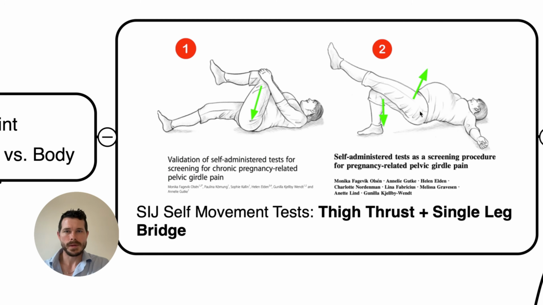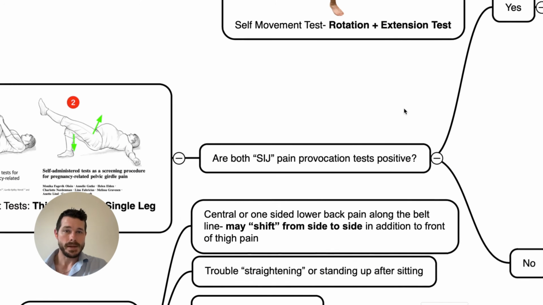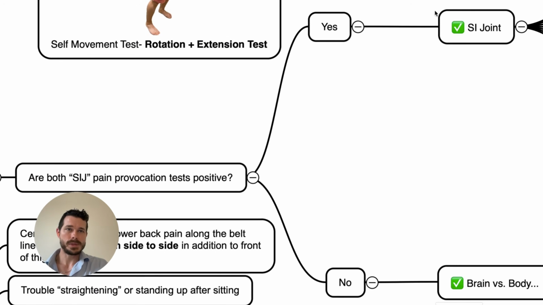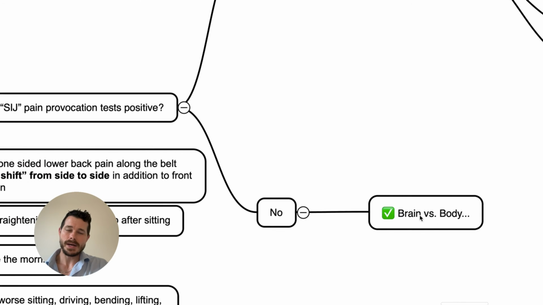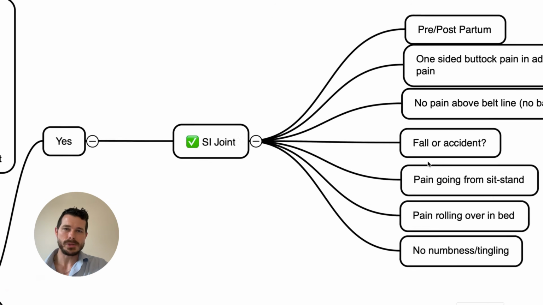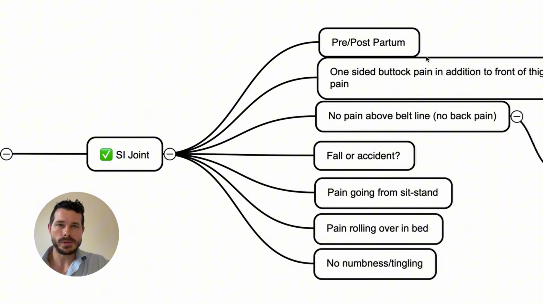If the thigh thrust test and the single leg bridge test, either of them, regardless of which side the symptoms are on, reproduced your symptoms in the groin, maybe side of the hip, thigh, and they're both positive, painful, then this points to an SI joint problem. If not, maybe it's not as structural as you think. So let's just say it is an SI joint problem, or we're at this point in the flow chart.